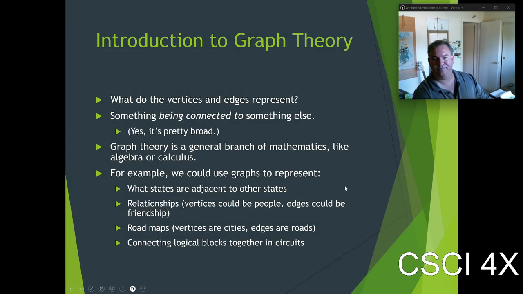Yeah. Okay. So the vertices and edges can represent something being connected to something else. And if that's vague and unhelpful, yeah, it is. It's because it's used in so many places. It's hard to say, well, a dot is a city or a dot is a person and the line represents friendship. Like, it could mean that, but it could mean a lot of things, right? And so, for example, you could use a graph to represent adjacency.